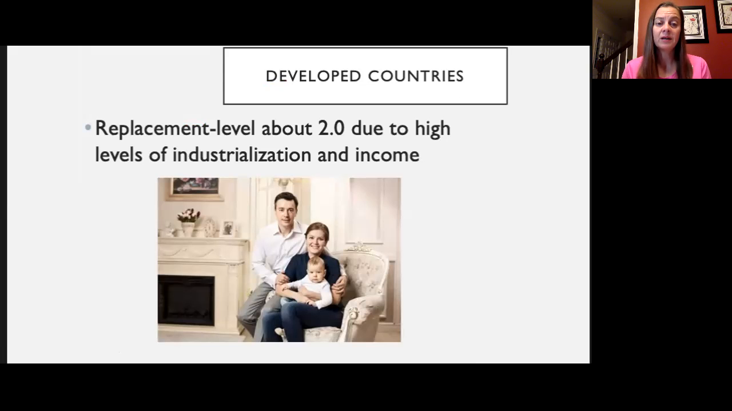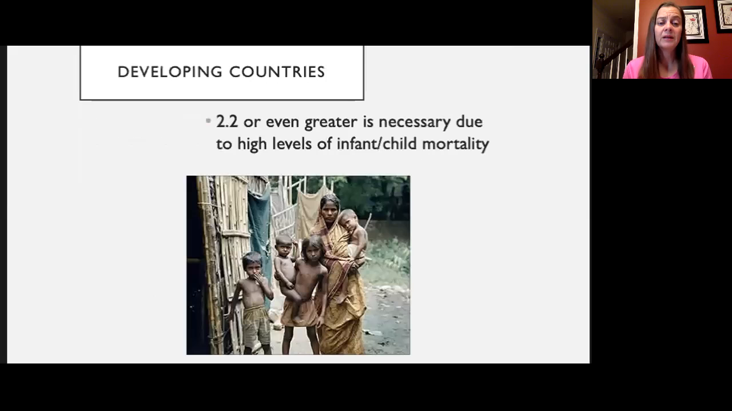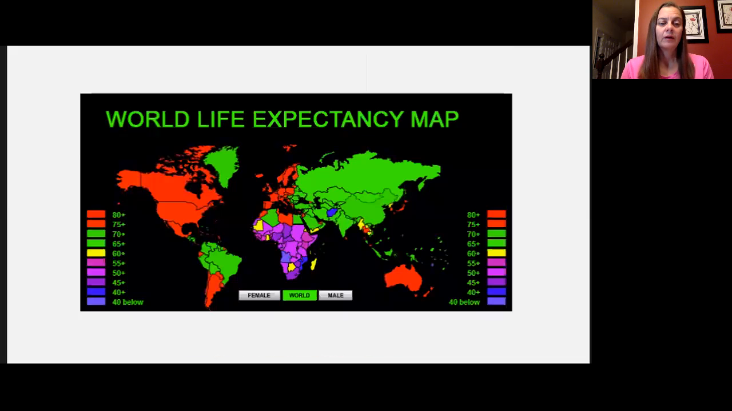In most developed countries, replacement level fertility is about 2 because we have high levels of income, high levels of industrialization, high levels of medical care, and plenty of food. In developing countries, on the other hand, it needs to be higher, on average 2.2 or even more, because of those high levels of infant and child mortality.